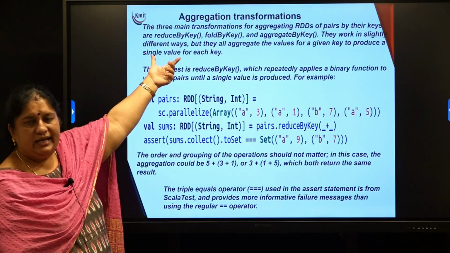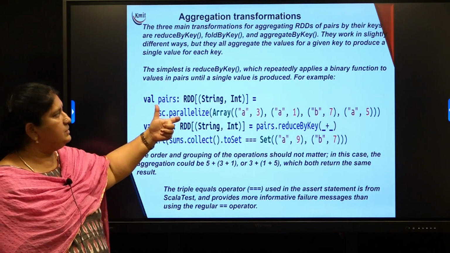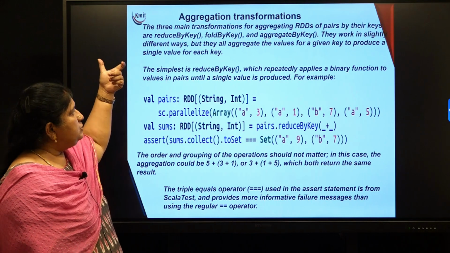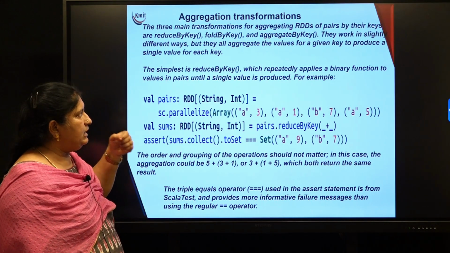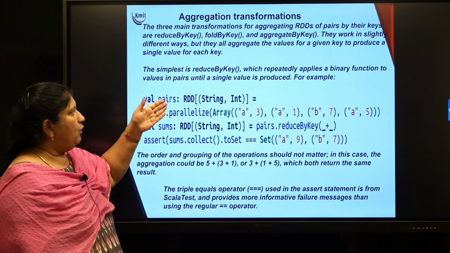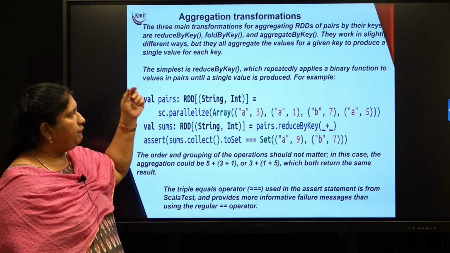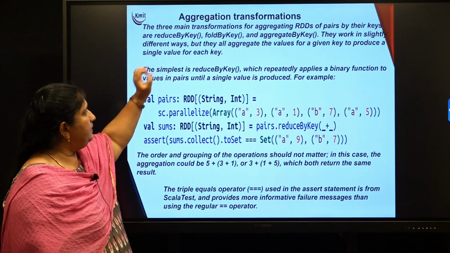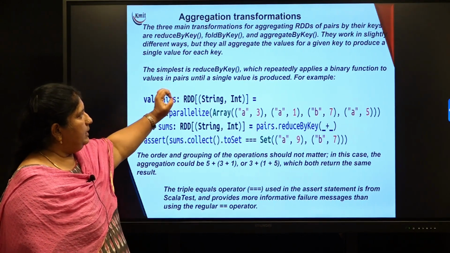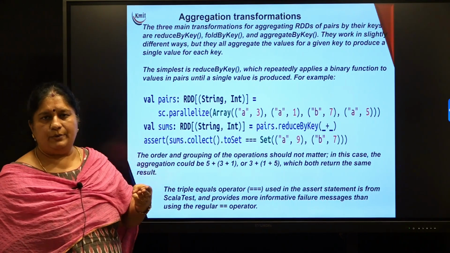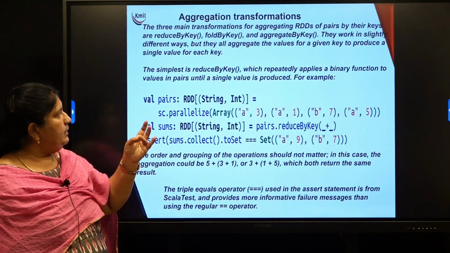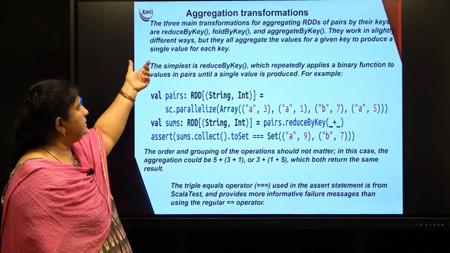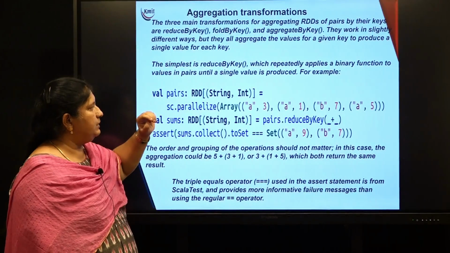I'm taking aggregation. Aggregation is a kind of transformation. Just quickly look at this. The three main transformations for the aggregation category, which are applied onto an RDD of pairs by their key values, are reduce by key, fold by key, aggregate by key. There are three operations: reducing, folding and aggregation. So let us talk about these things. They work slightly in different ways. What is the difference between them?